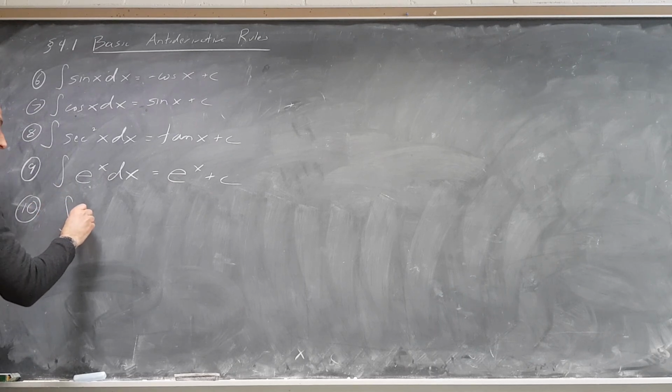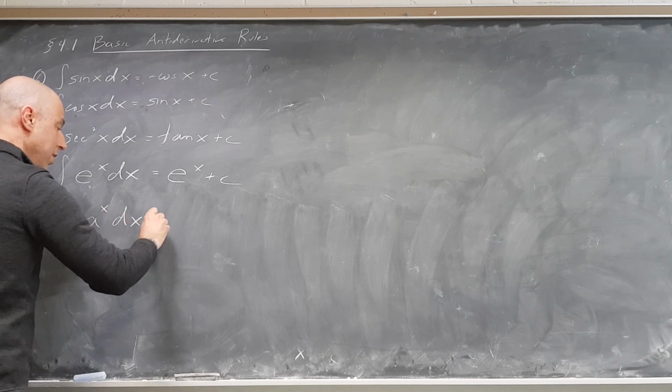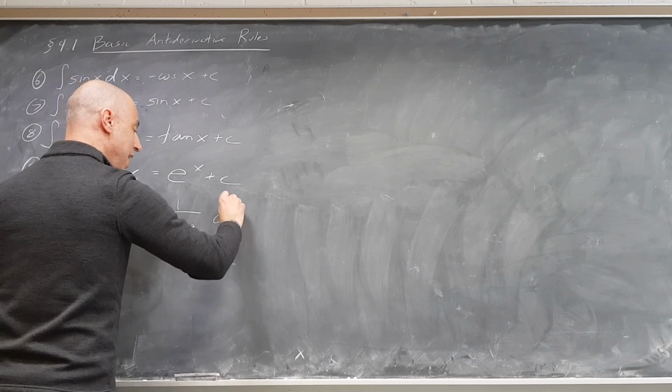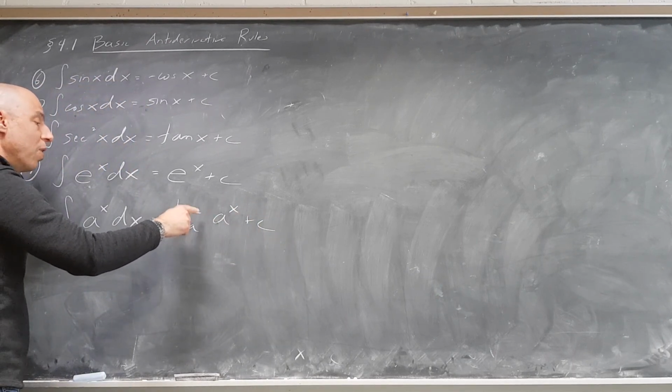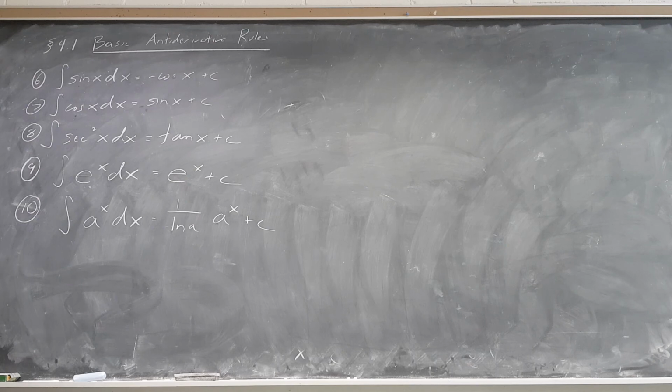The antiderivative of a to the x is 1 over the natural log of a times a to the x. So when you take the derivative, you multiply the original function by the natural log of a. Here we multiply by 1 over the natural log of a. In other words, divide by the natural log of a. And one more.